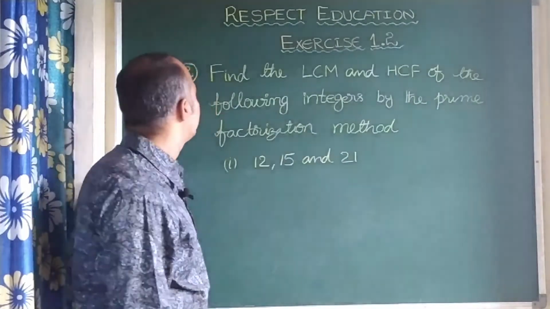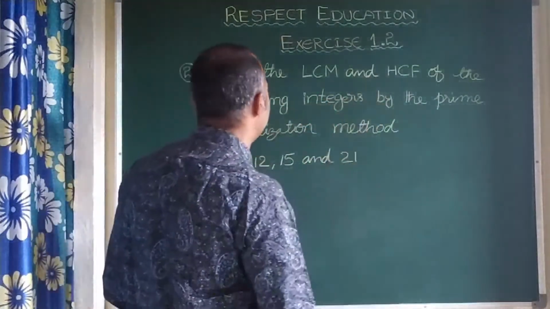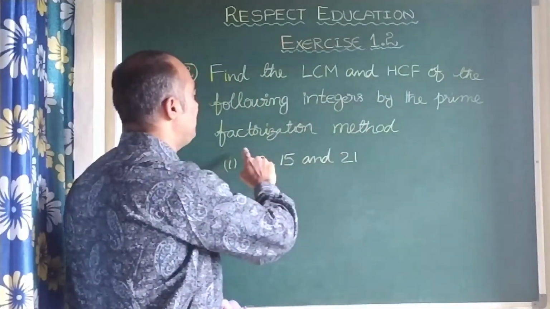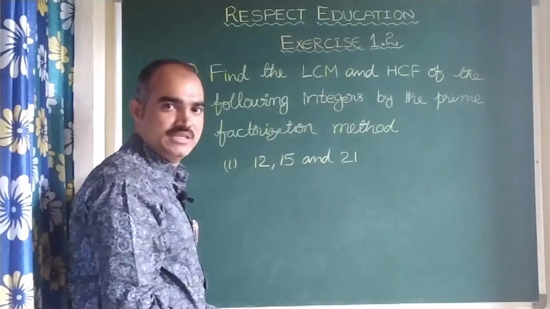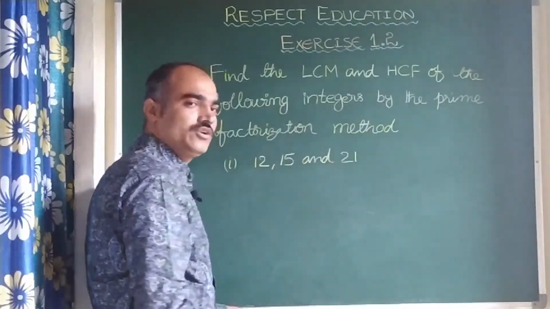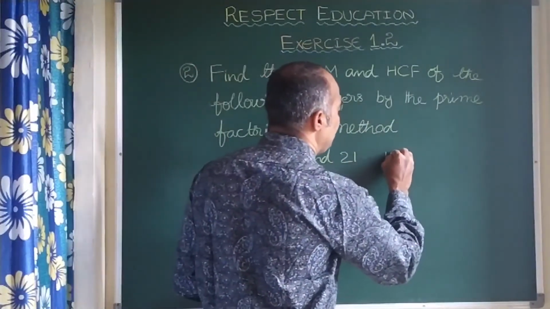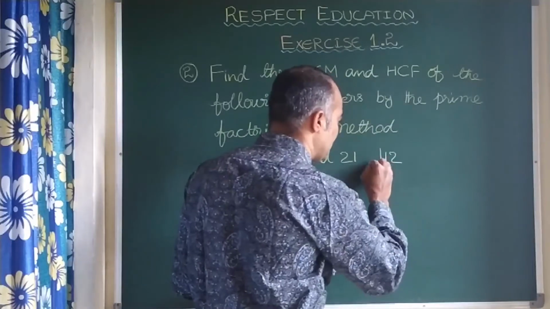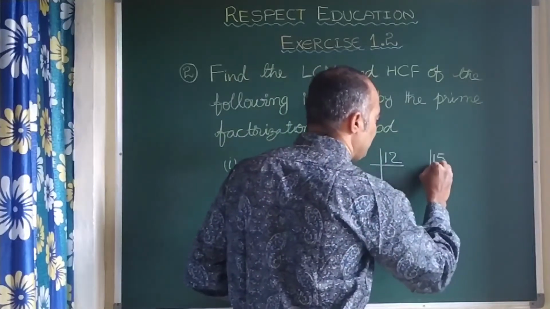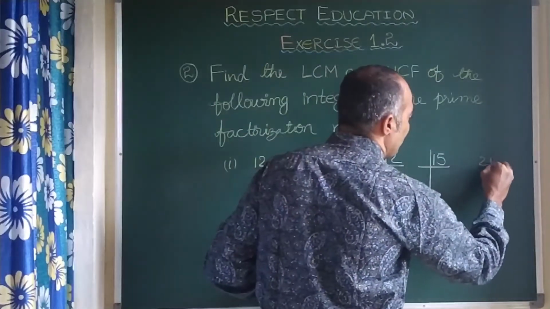Now let us see the next question, that is question number 2. Find the LCM and HCF of the following integers by the prime factorization method. In this, the first bit is 12, 15 and 21. So let us take them individually. First you take 12, then you take 15, then finally 21.